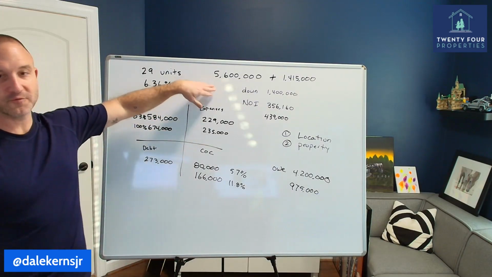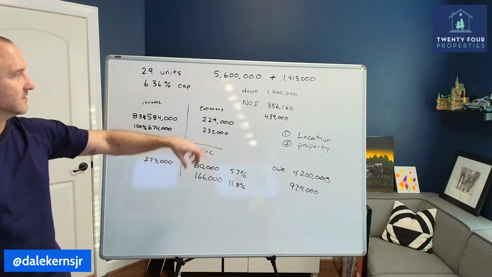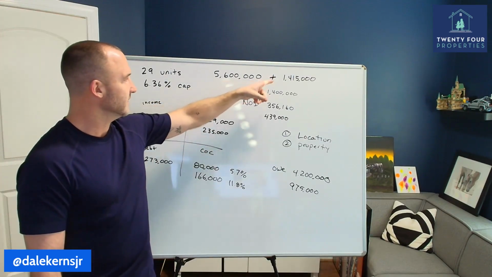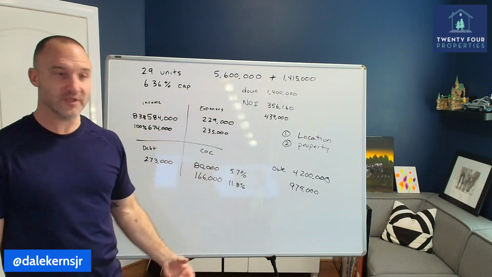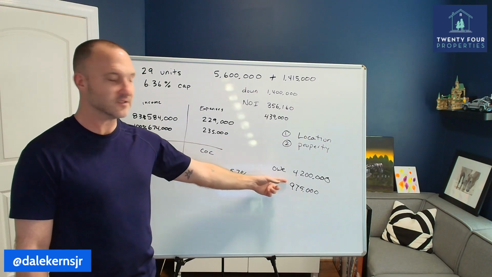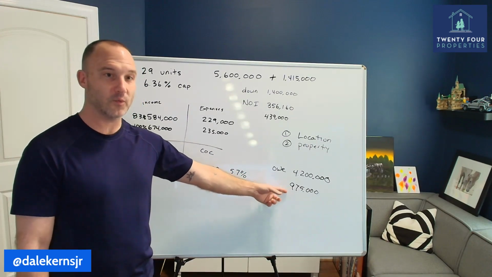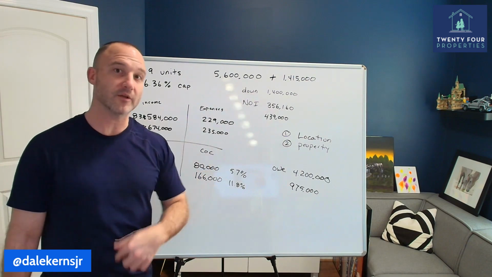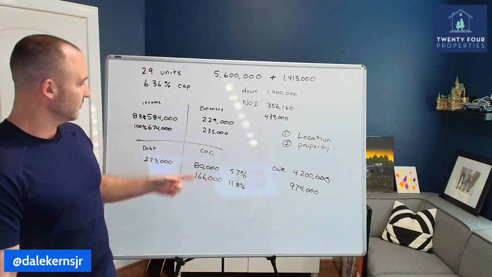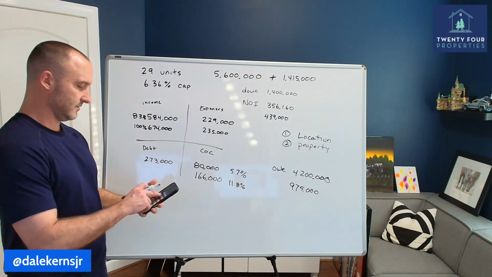So we get a new loan on the 6.9. We put our money down, pay some fees. Now we get a loan for 5 million. We owe 4.2. We pay this off. We've got $975,000 left. Now we take this money, go get another deal. We still own this deal. Now our debt is going to change.